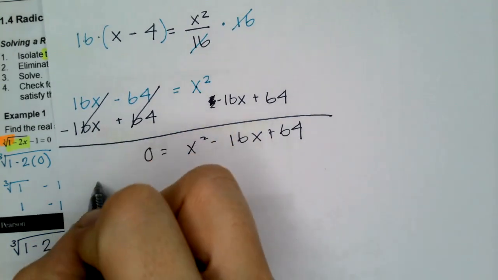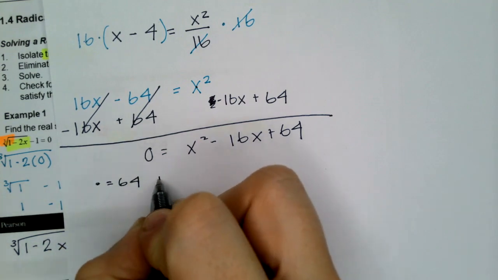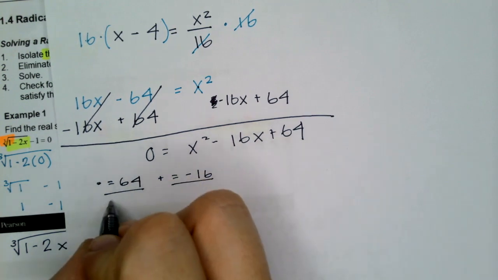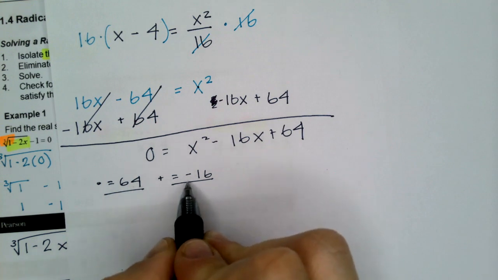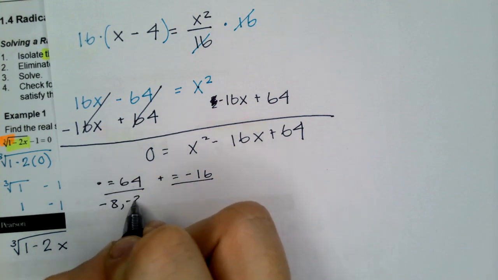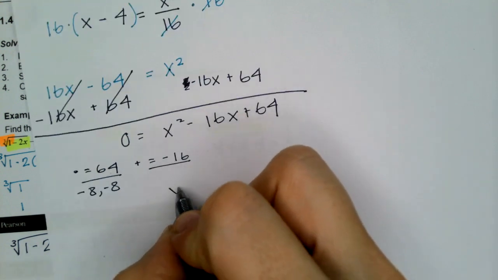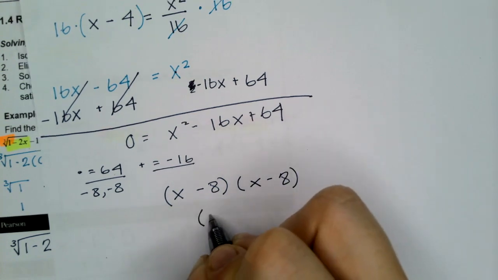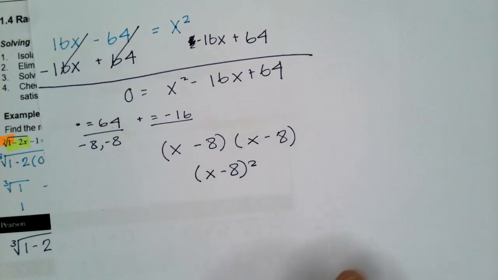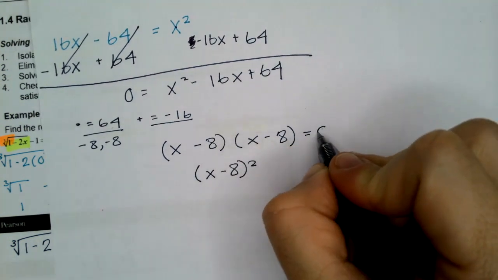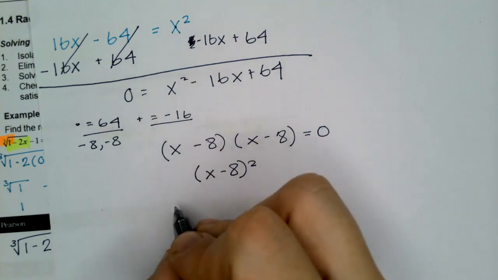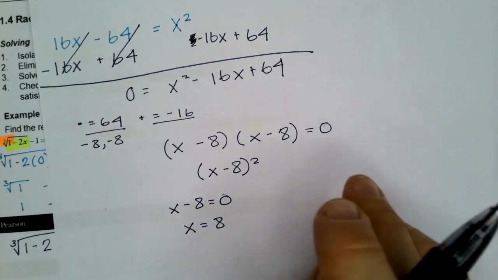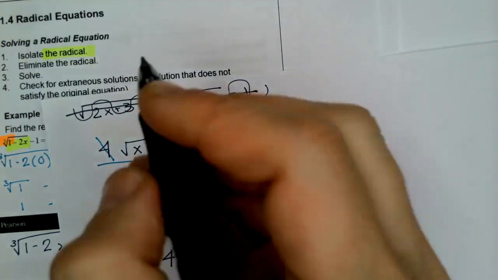So we want a number that will multiply to equal 64 and add to equal a negative 16, right? So 64 is a perfect square. It's 8 times 8, right? Will 8 and 8 add to negative 16? It will if it is a negative 8 times a negative 8, right? So that becomes x minus 8, or x minus 8 squared. Yeah? Still equals 0. Sorry, I changed the side. X minus 8 equals 0. X will equal 8.